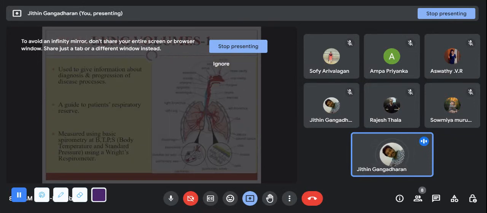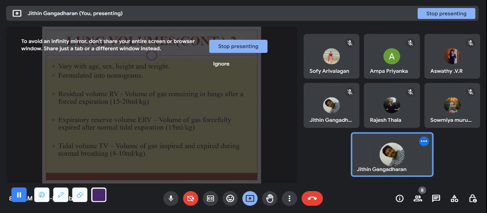Now we have lung volumes and lung capacities. Let us look into that. What are these lung volumes and what are these lung capacities? It may vary according to age, gender, height, weight, all these things. But basically, we'll check what these are. We have four lung volumes and four lung capacities. Clear? Four lung volumes and four lung capacities.